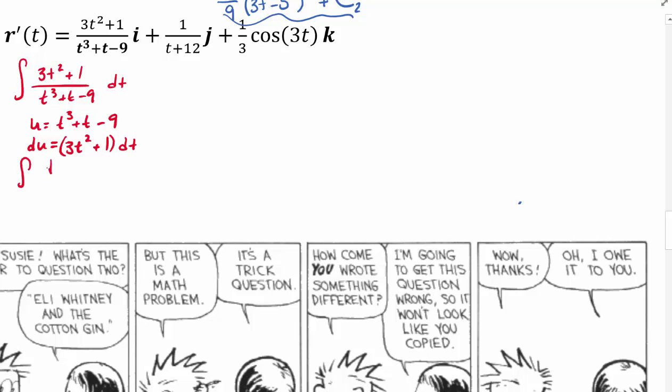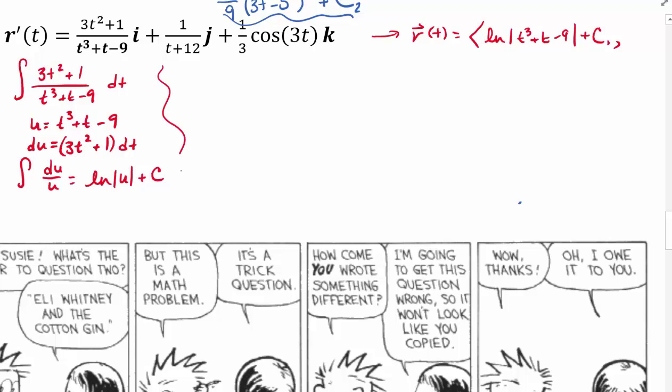So this becomes the integral of du over u, whose antiderivative is ln absolute value of u plus c, which makes the first term of my vector r of t ln absolute value of t cubed plus t minus 9 plus c1. And then for my second one, I have the integral of 1 over t plus 12.